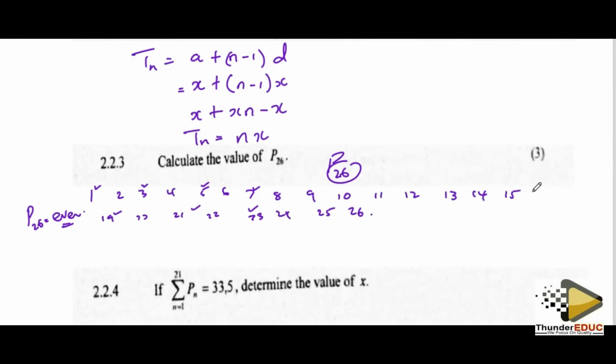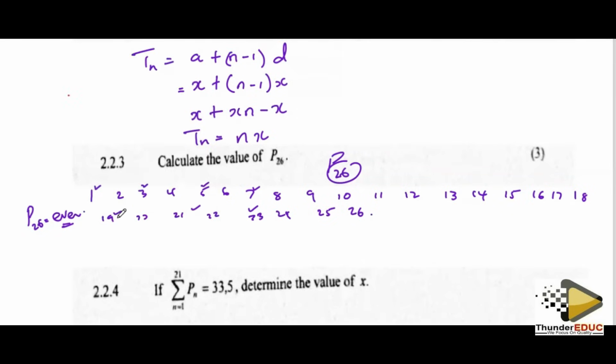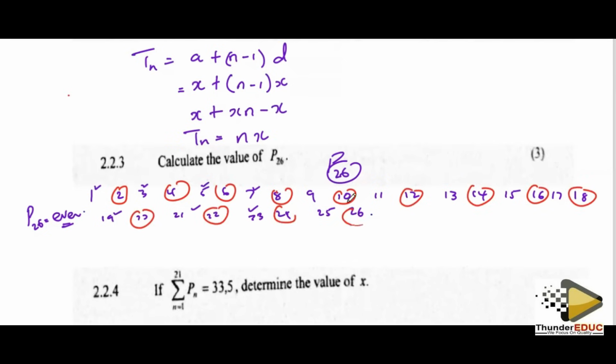14, 15, 16, 17, 18. Okay, so what I'm saying is that now with the geometric, which position am I going to focus on? Because I cannot focus on 26 since 26 is the general. So I'll be looking at number 1, 2, 3, 4, 5, 6, 7, 8, 9, 10, 11, 12, and 13. So I'll be looking at T13 of the geometric.